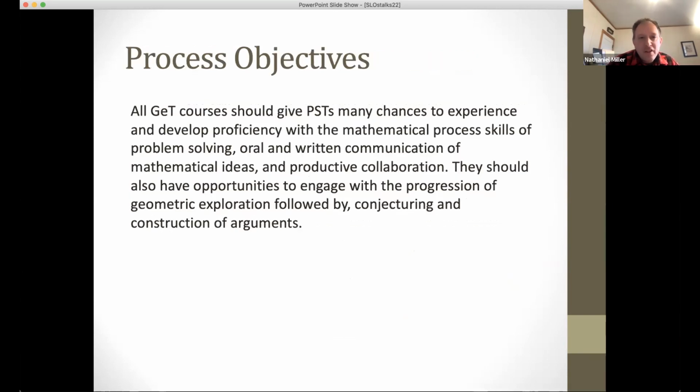And then I mentioned these process objectives, which are areas that we think students should have the opportunity to develop skills in.